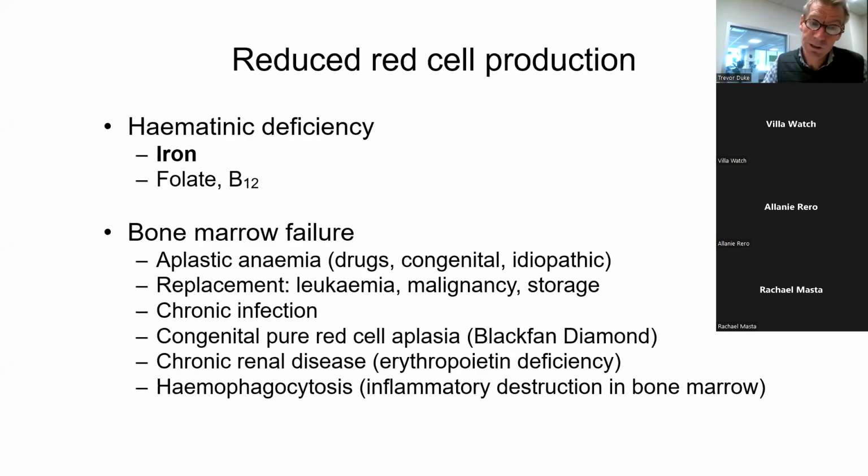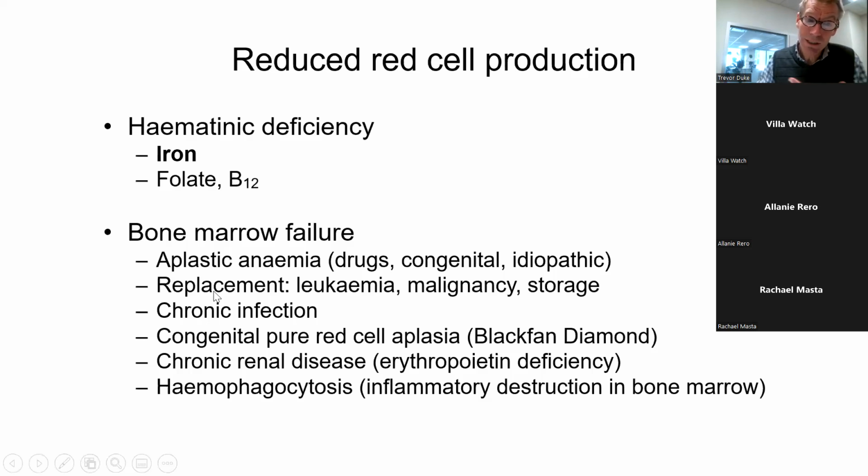We'll talk more about iron deficiency later, but there are many other causes of reduced red cell production where there's a failure of the bone marrow, not because of hematinic deficiency, but because of some other cause causing the bone marrow to fail. So, for example, aplastic anemia, where the bone marrow is not producing any erythroblasts or nucleated red blood cells, young red cells, and that may be because of some idiopathic cause. They may have idiopathic aplastic anemia, or it might be drugs or some congenital cause of aplastic anemia.